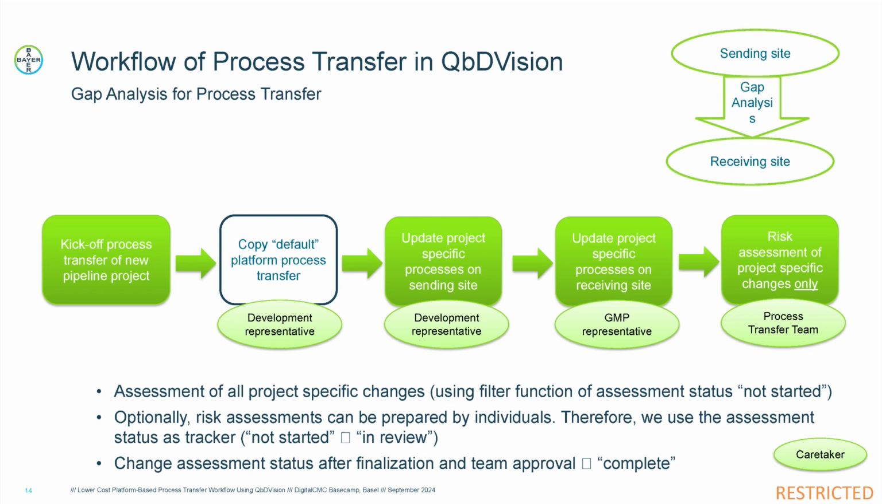The next step is the gap analysis. And here we can use the same function. We can look for the changes. And now we have a very short list, which we have to discuss in our team, where we have really project-specific changes. It can be prepared by individuals or done in the group, but following this approach, we were able to significantly reduce the number of changes we had to assess during a tech transfer.